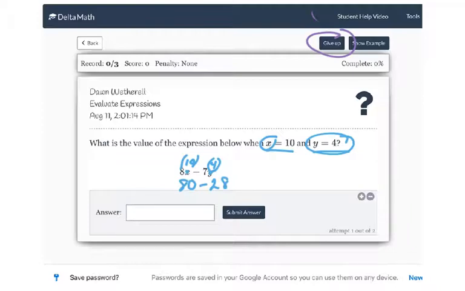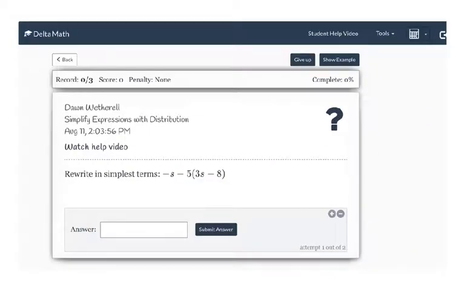And that gives us 52. So your answer is 52. You would hit submit. It asks, are you sure? And you click yes. So the next type of problem you have is write in simplest terms.